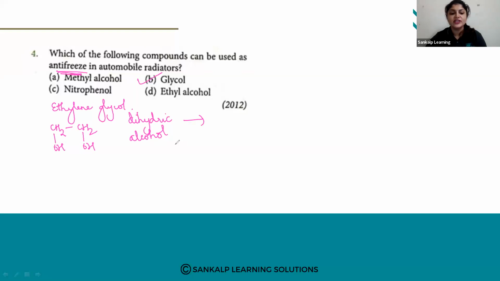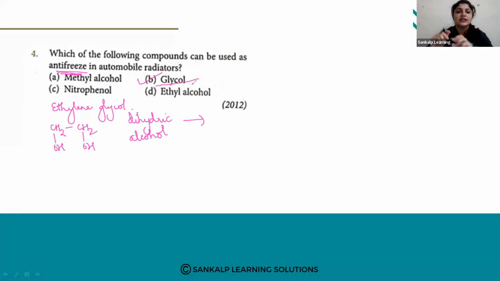Why is it used as antifreeze? Because they have a lower freezing point than water, and they prevent the bursting of radiators. So it is used in automobile radiators. When you're talking about specific heat, the specific heat of antifreeze is lower than that of pure water. So ethylene glycol is used as antifreeze in automobile radiators. Option B is the correct answer.